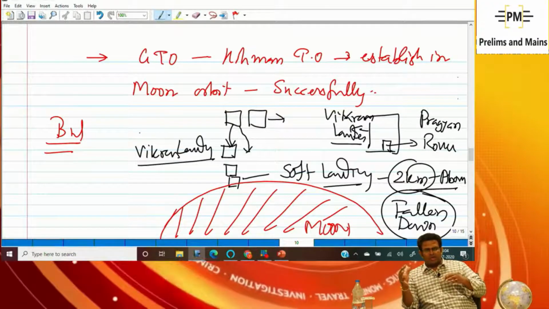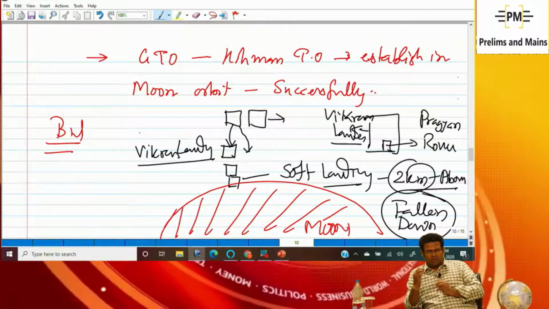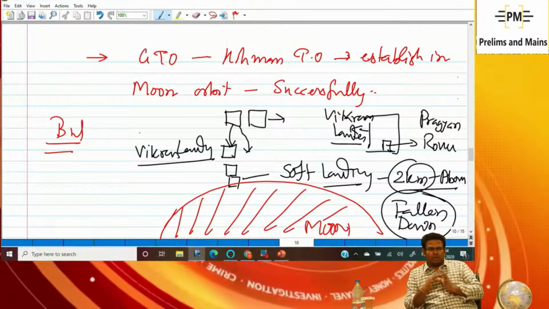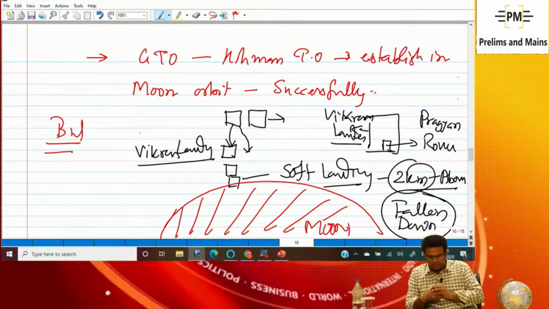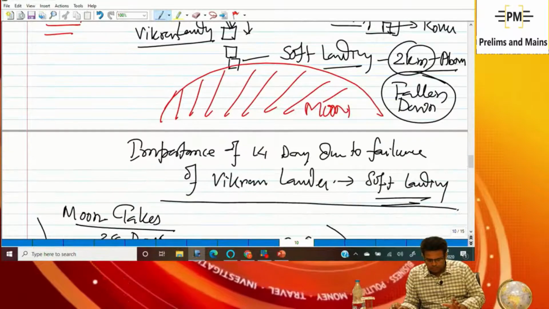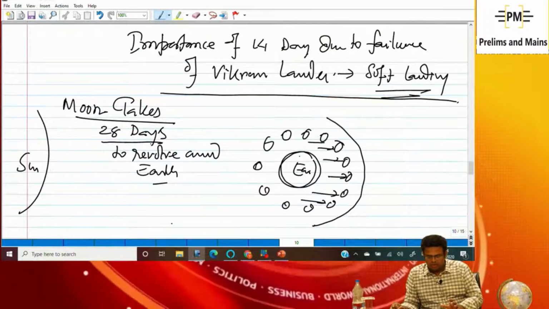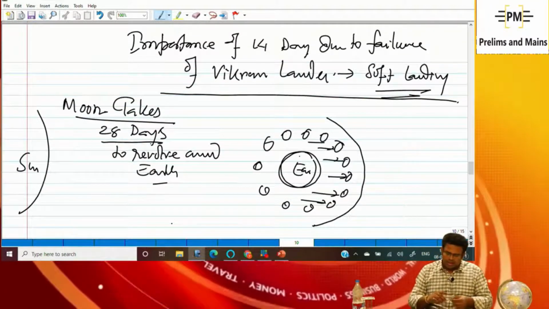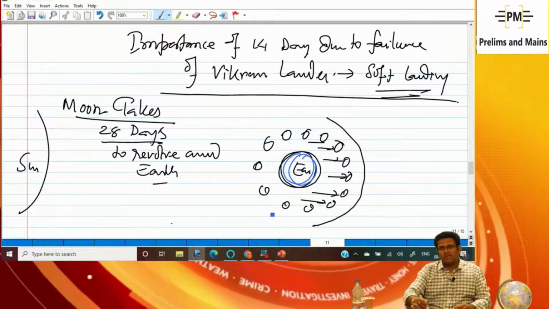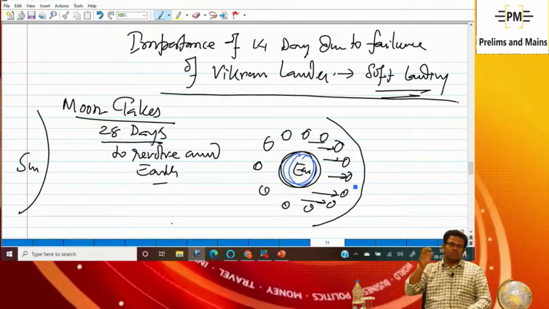So the lander detached from the orbiter and it fell, but after reaching only 2 km above, it did not land properly and it lost its connection with India. And thereafter, the moon has an importance of 14 days due to the failure of the Vikram lander. You know, this is the earth, and the moon takes 28 days to revolve around. One revolution of the moon is 28 days.